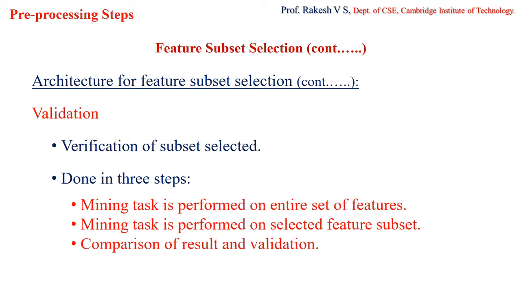So here validation will be done in three steps. In the first step, actual analysis will be done with respect to the entire features that are available. In the second step, we'll be performing a test analysis. This test analysis is based on the subsets that are identified. Each subset will be considered individually and then analysis is performed. Whichever test analysis result matches closely with the actual result, that particular subset will be selected as the final subset, and that subset will be taken for future analysis. So this is what subset feature selection is, and this is how it works.